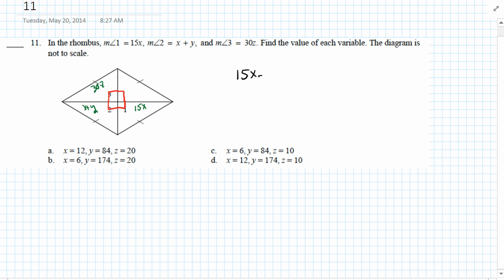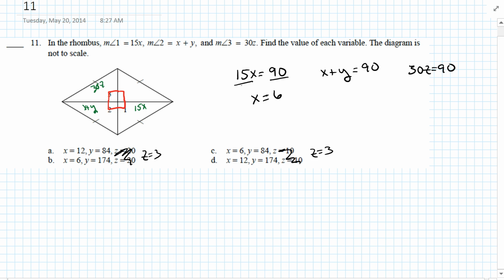So 15x is equal to 90. x plus y is equal to 90. And 30z is equal to 90. Okay, and all these are wrong, by the way, because z equals 3. So divide everything on the first one by 15. We get x equals 6. If x equals 6, y must equal 84, and z would equal 3. Answer C.